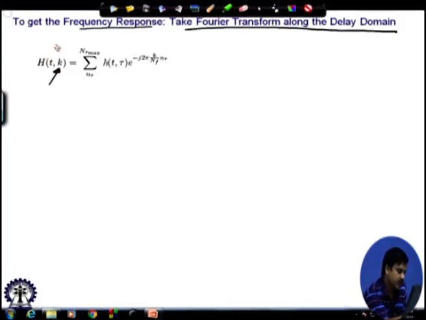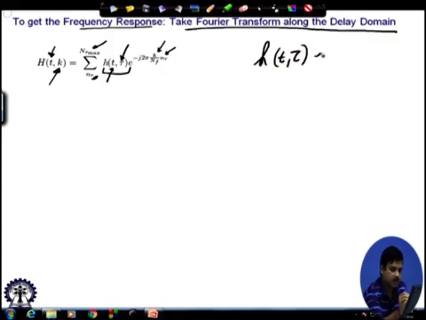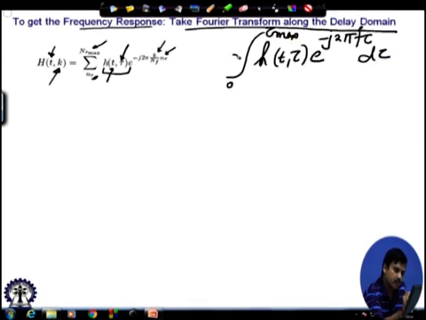Look at this. t has remained t, and h_t of tau, and this is the tau, with summation over n tau, that is the index of tau up to tau max, the maximum number of resolvable delays, of e to the power of minus j 2 pi k by n f. So, we are taking in the discrete domain, discrete frequency, n tau indicating the particular delay. You could also do it as an integral of h of t comma tau, e to the power of minus j 2 pi f tau d tau, from 0 to tau max, and write this as h of t comma f. Either way is fine; you could do it in any of the ways.